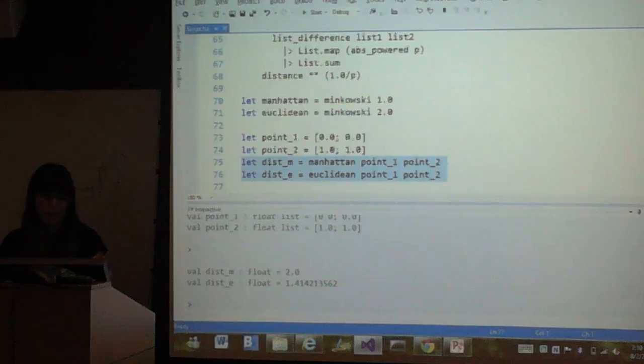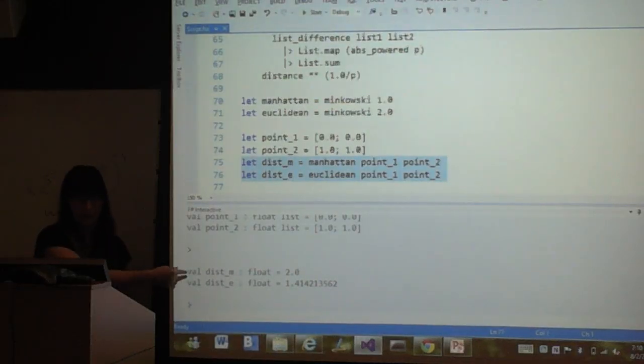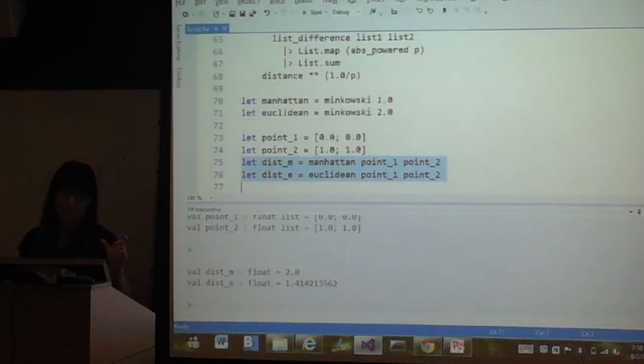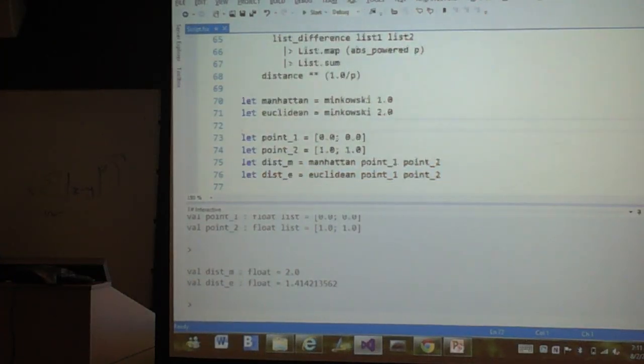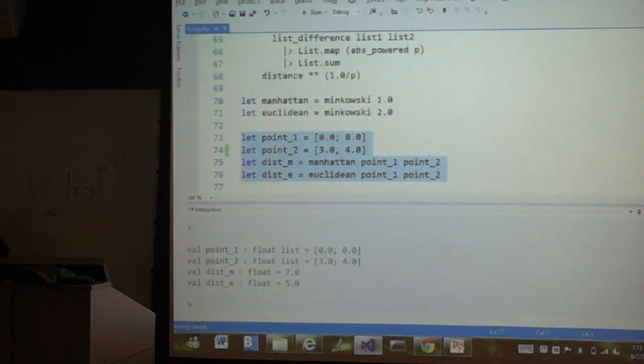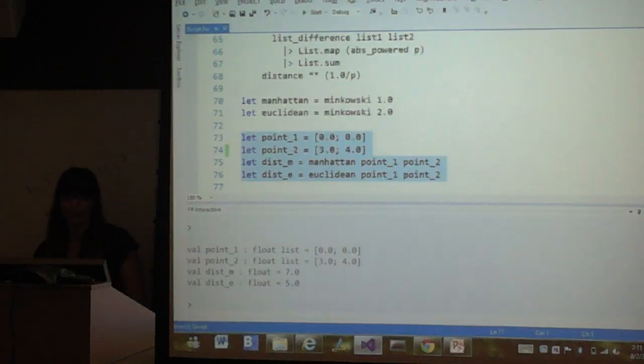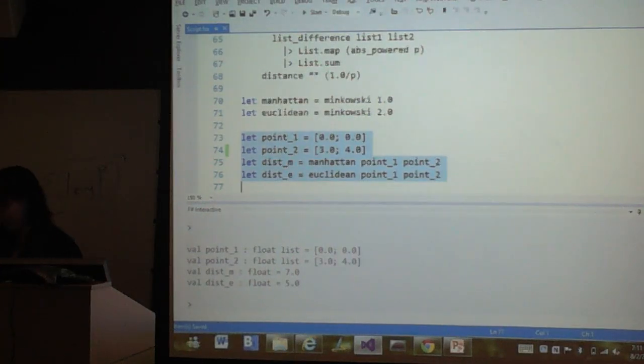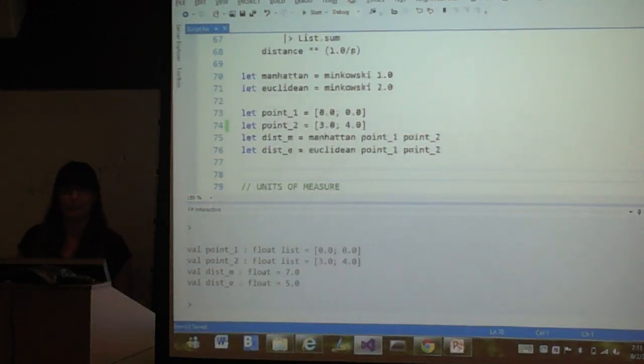Now that we have these set up, we just send in the 2 points to Manhattan and Euclidean, and the distances are 2 and 1.4. I'd actually changed these earlier because I thought it was cooler to have 3 and 4. That gives me a 3, 4, 5 right triangle, and the numbers are a little nicer and more different. 2 doesn't turn out nicely. So does that make sense to everyone?